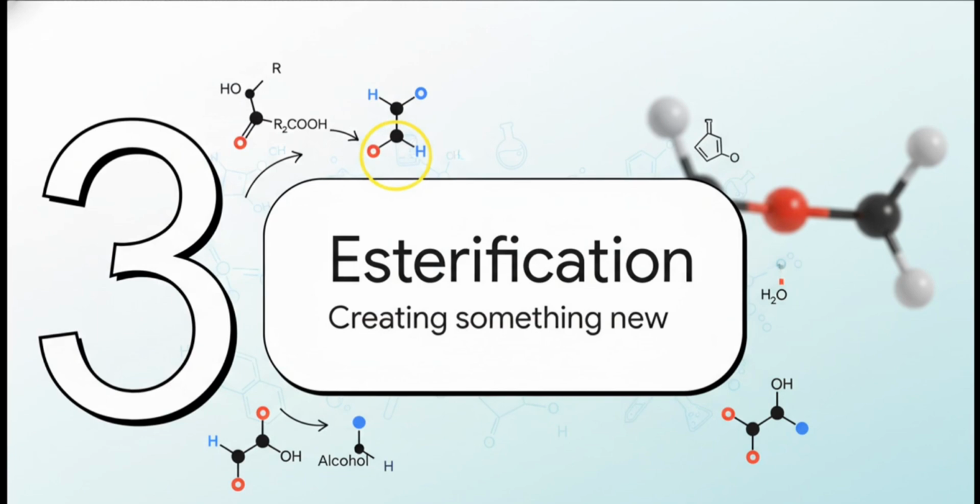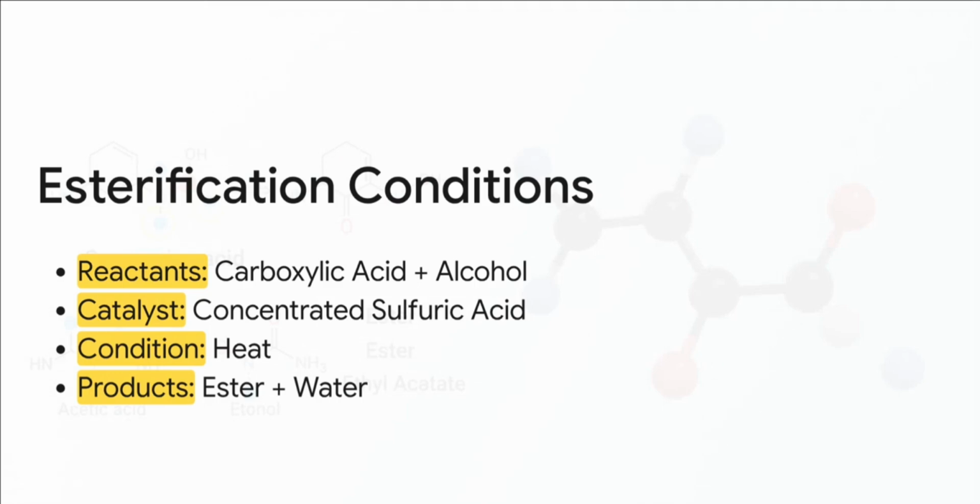All right, let's get into the technical core of this explainer, esterification. This is where we take our carboxylic acid and react it with an alcohol to create a whole new family of compounds called esters. Now, to get this reaction going at a decent pace, we need to mix our acid and alcohol, add just a few drops of concentrated sulfuric acid to act as a catalyst, and then gently heat the whole mixture. What do we get at the end? Our ester plus a molecule of water.